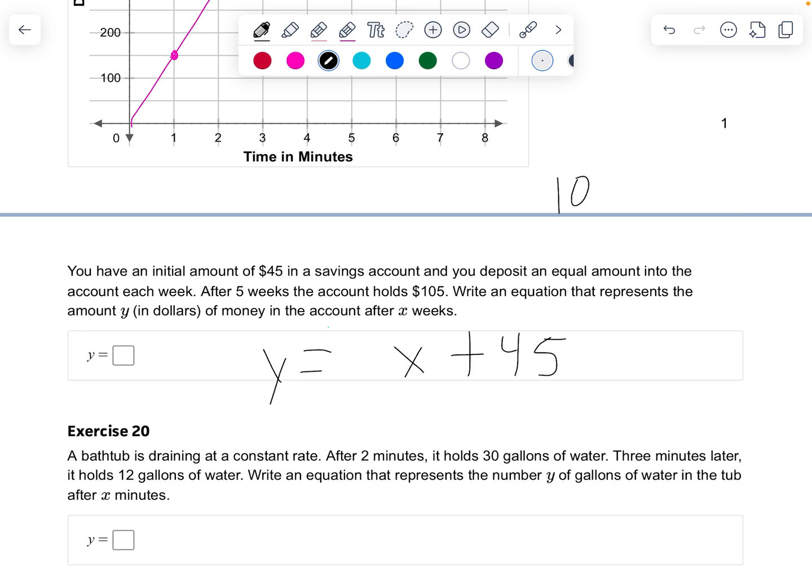So take 105 minus the original 45. Subtract, that gives you 60. You know it took 5 weeks to get $60. So $60 divided by 5 weeks gives you 12. You're saving $12 a week. So your setup is just going to be 12x plus 45. There's your equation. We just had to figure out what your slope was. How much were you making every week?